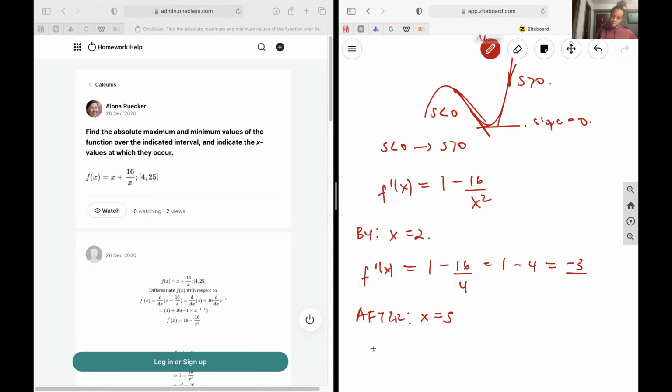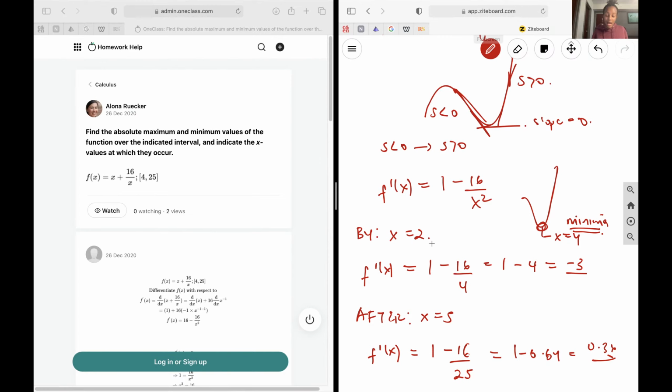E.g. at x is equal to 5. I get that this is equal to 1 minus 16 over 5 squared, so that's going to be 25. 16 over 25 is, sorry, 0.64. And that is, of course, going to give me 0.36, which is positive. So I'm going from a slope that's negative to a slope that's positive, which tells me that at x is equal to 4, I have a minimum.